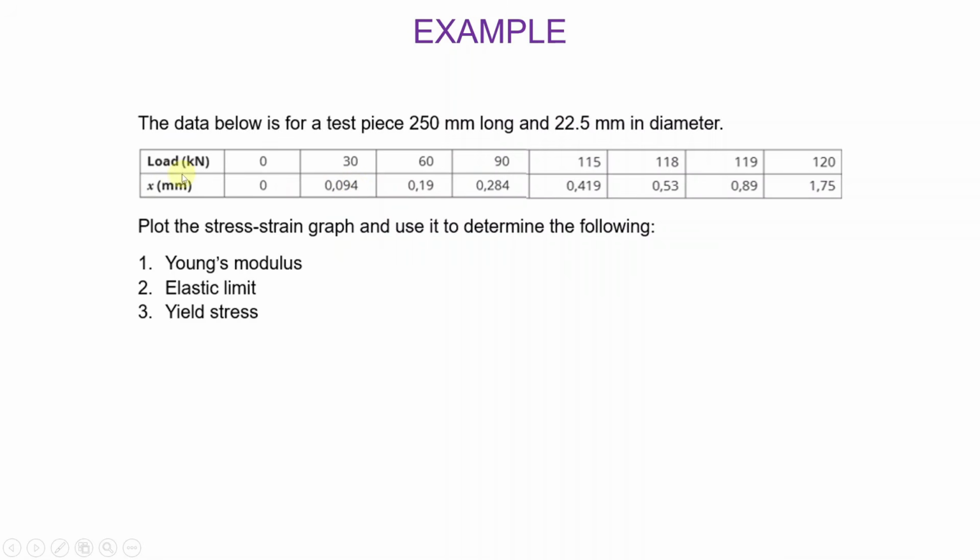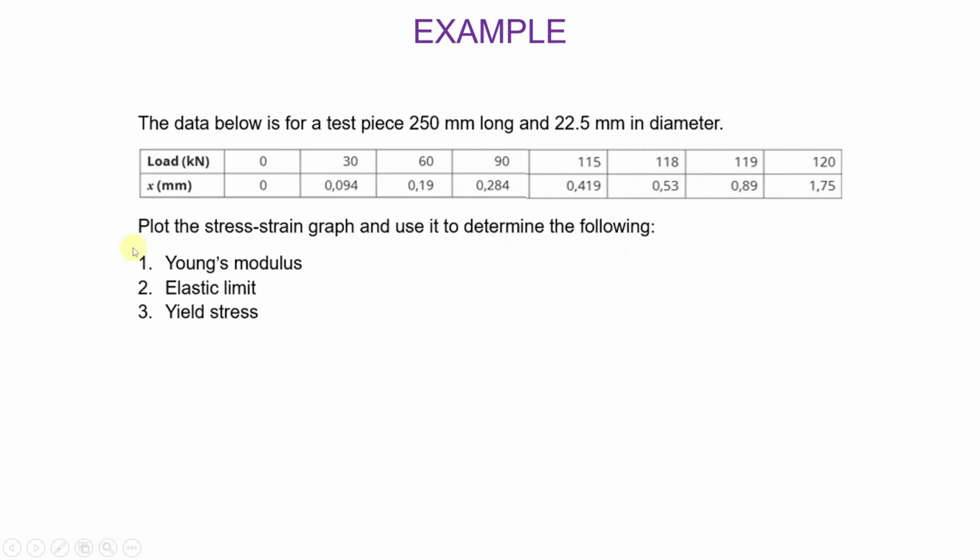The units are written here. And when they applied 60, they observed 0.19 millimeter extension of the bar. When they applied 90 kilonewtons, they observed 0.284 millimeters in extension of the bar, and so on and so forth. So now you have these data from a tensile test.